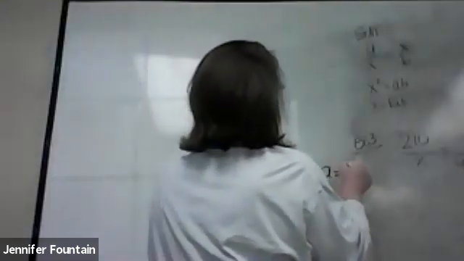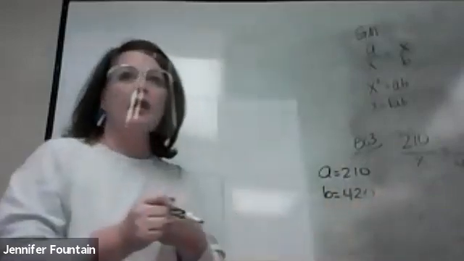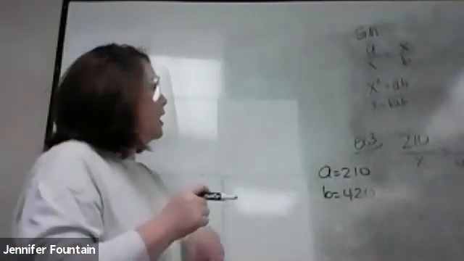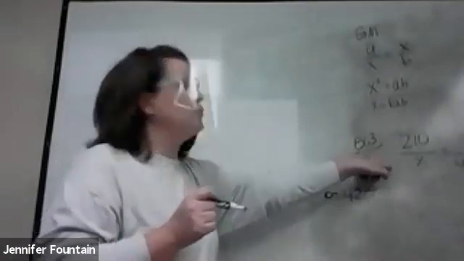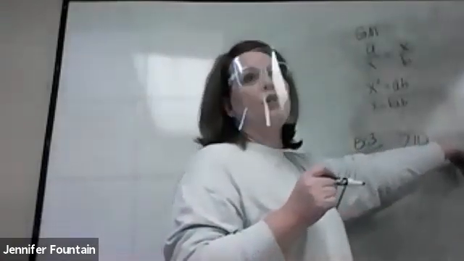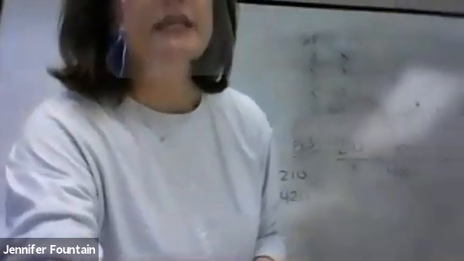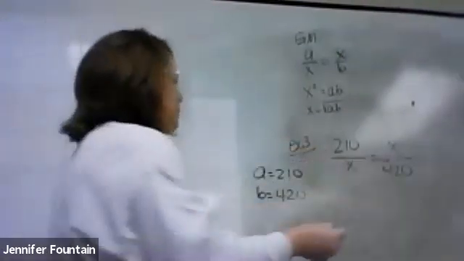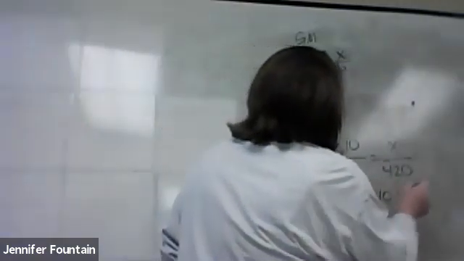So A in this situation is 210. B is 420. All right, so we got A and B. So we have 210 over X. Remember, my X values are always right here, the denominator of the first one, the numerator of the second one. So those are going to stay the same, right? And I plug in 210 for A, 420 for B. So I'm going to have X squared is equal to 210 times 420.